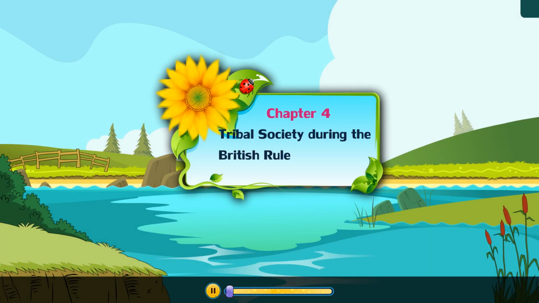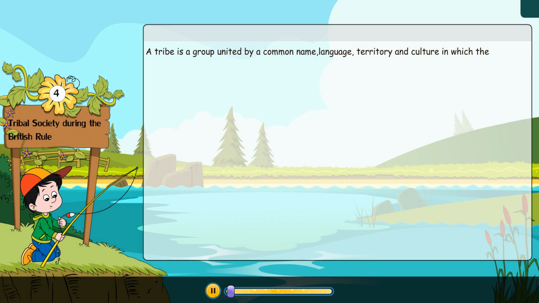Chapter 4. Tribal Society During the British Rule. A tribe is a group united by a common name, language, territory, and culture, in which the members take pride. A member of a tribe is known as tribal or Adivasi.